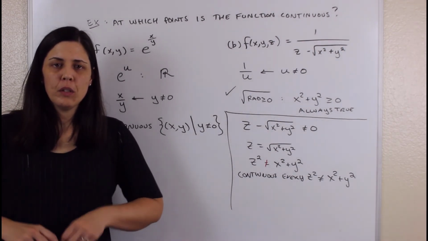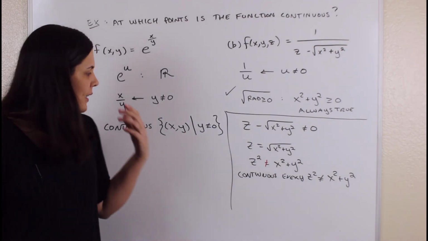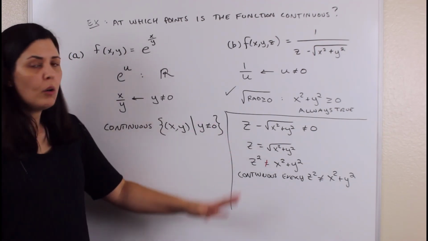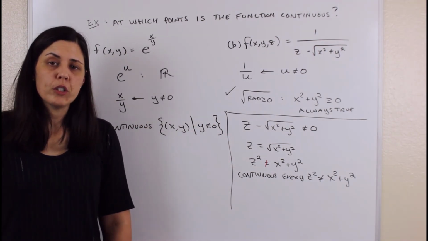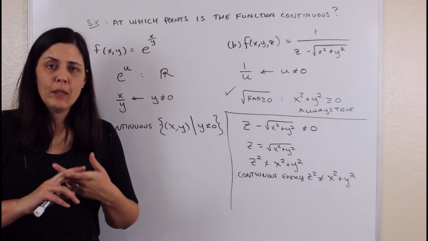Your limit rules still apply from Calc 1 here. It's just multiple variables in your inputs. And then for continuity, just look for the problems and then exclude those from what you get to plug into your function. Exclude them from your domain. And then there's your two-path test to show if a limit does not exist.